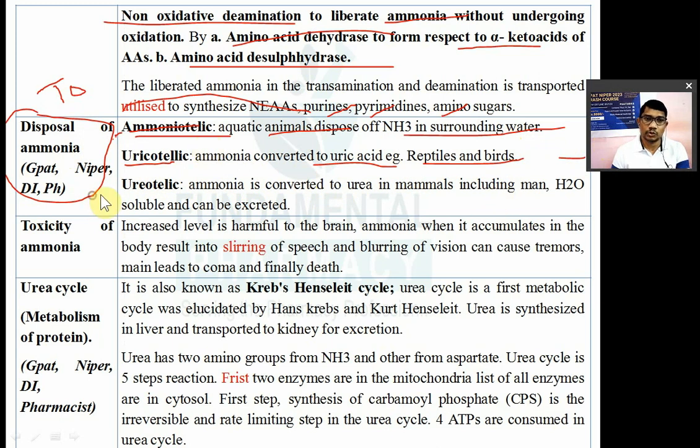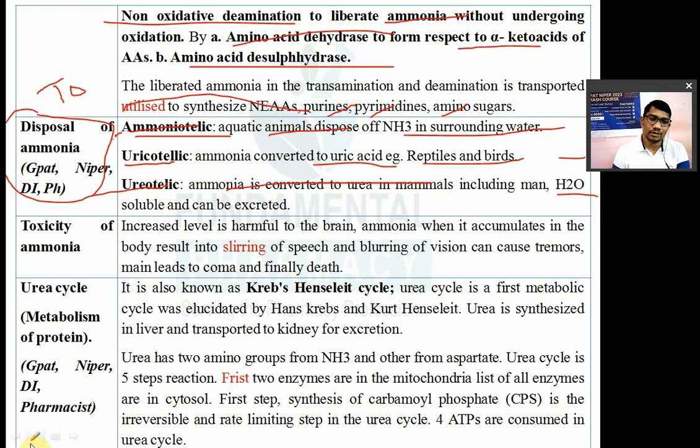Now ureotelic means ammonia is converted to urea in mammals. In humans and other mammals, ammonia is converted into urea, and urea is soluble in water and is excreted in the urine. So humans are ureotelic.